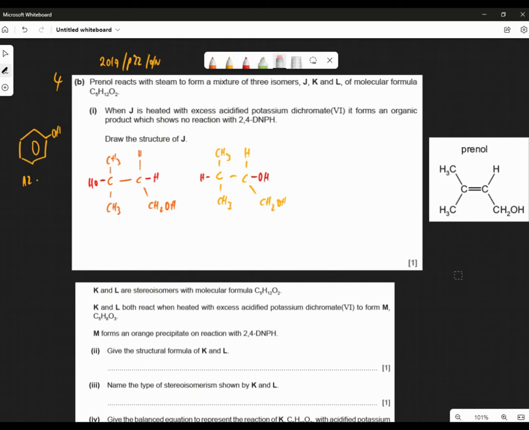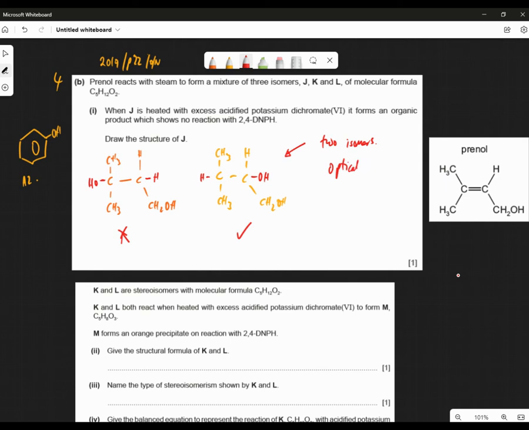The one I can think of here is optical isomerism. Now, does this one show optical isomerism? It does not. But this one does. This one does not. But this one does. So there's going to be two isomers of this, and they're going to be optical isomers of each other. So we found the three.